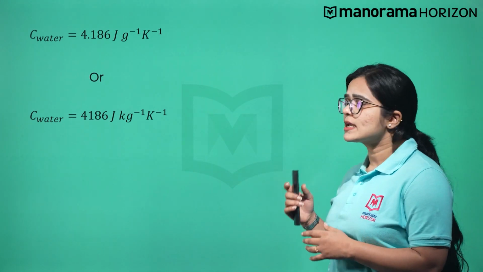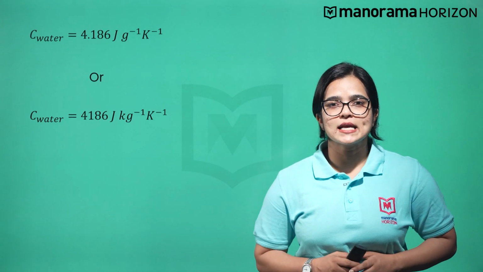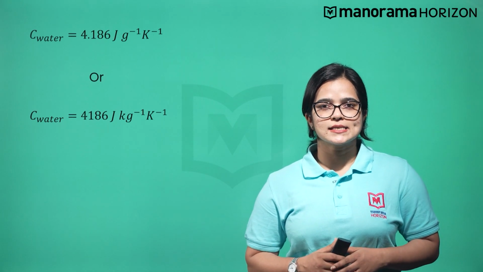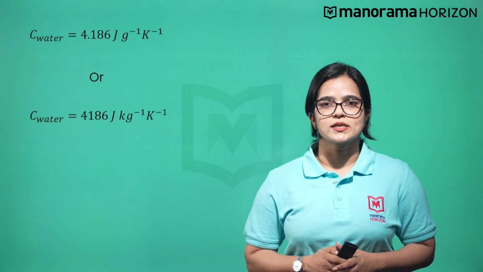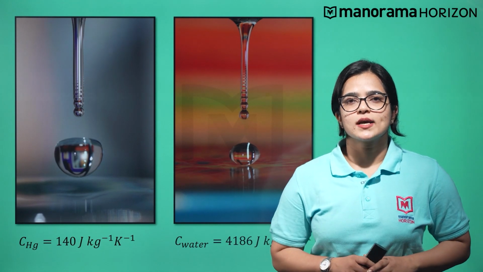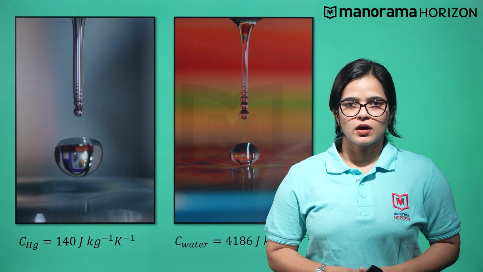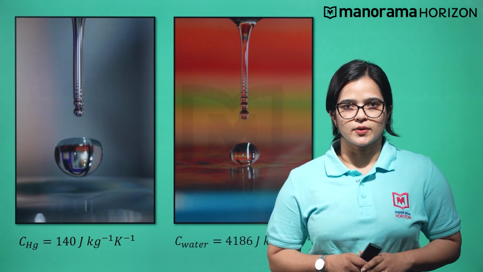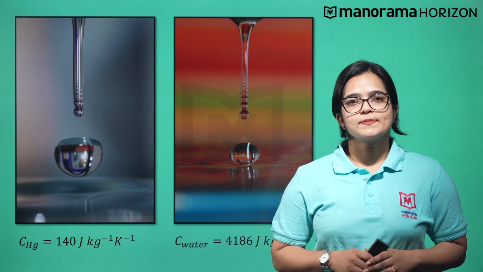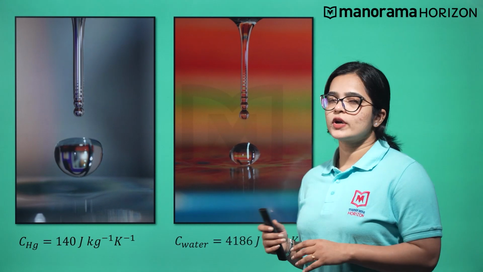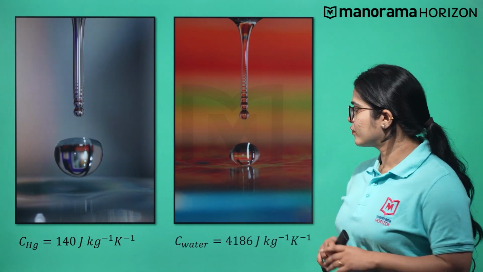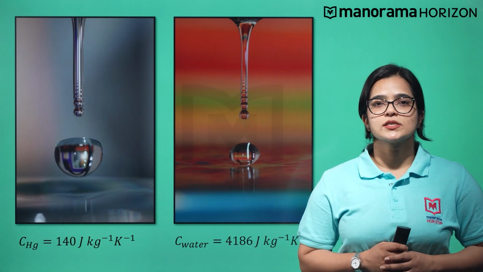Hence, the specific heat capacity of water is 4.186 Joule gram raised to minus 1 Kelvin raised to minus 1, or 4186 Joule kilogram raised to minus 1 Kelvin raised to minus 1. This gives us an answer to the question in the beginning. Why is water not used instead of mercury in a thermometer? Water has a very high specific heat capacity, which means it needs a lot of heat to get a unit rise in temperature. The specific heat capacity of mercury is 140 Joule kilogram raised to minus 1 Kelvin raised to minus 1, which is very less compared to that of water, and hence it is best suited for a thermometer.